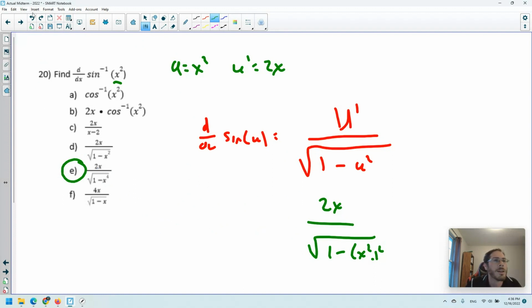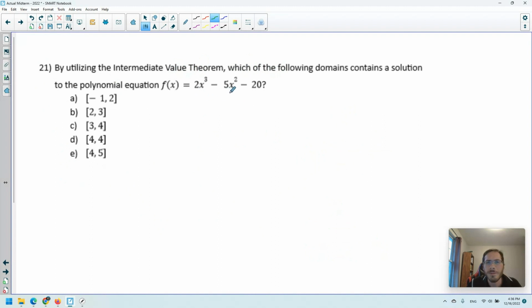pick. All right, 21. By utilizing the intermediate value theorem, which of the following domains contains a solution to the polynomial equation f of x is equal to 2x cubed minus 5x squared minus 20? So remember, a solution is when f of x is equal to 0. So we have to find out what the zeros of the function are, which normally, in algebra class, we'd probably have to graph, because it doesn't look like it factors or anything nice like that. So we would probably have to graph it to find about where the solution was. So this is kind of cool that we can do it with calculus.